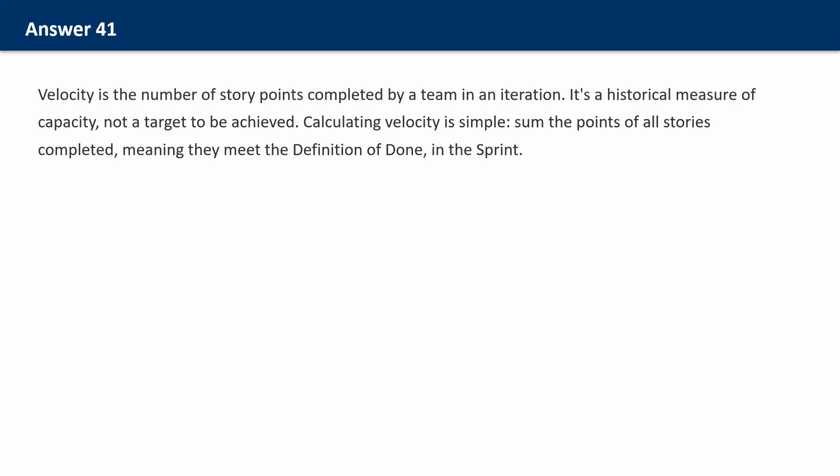How much can we reasonably commit to this sprint based on what we've historically completed? When might we finish this release based on remaining work and past throughput? Burn down charts visualize progress within a sprint or release.